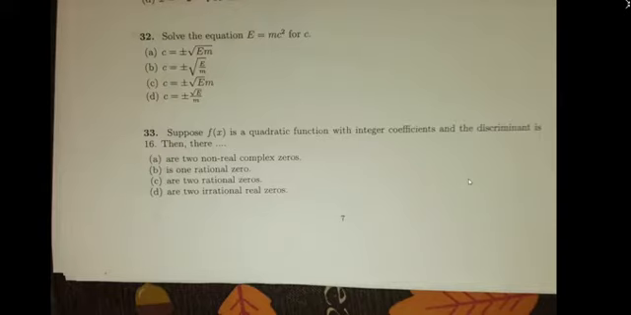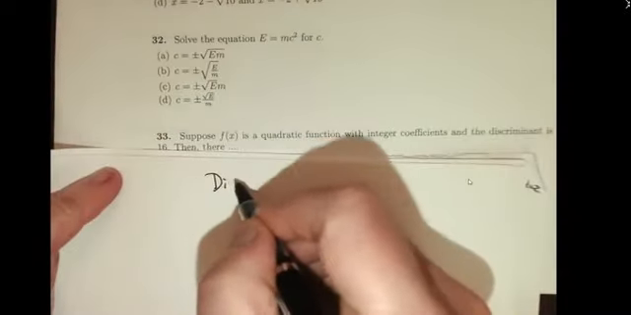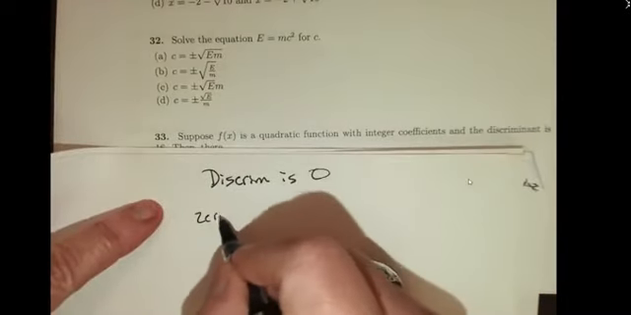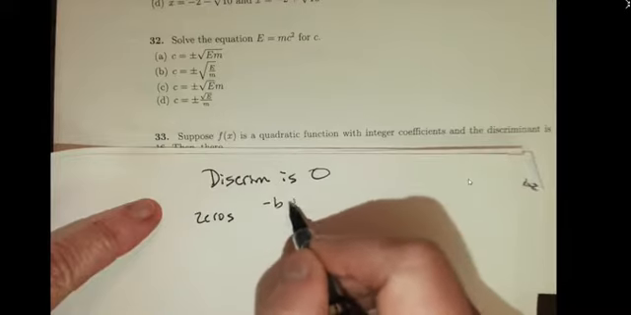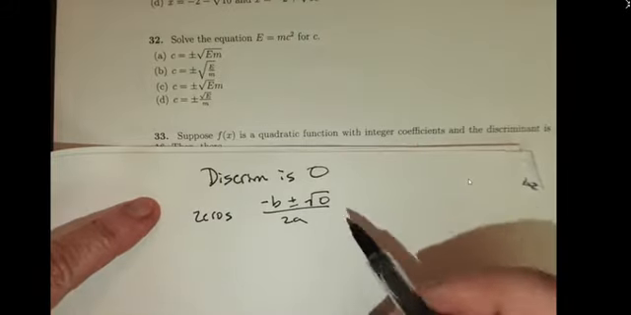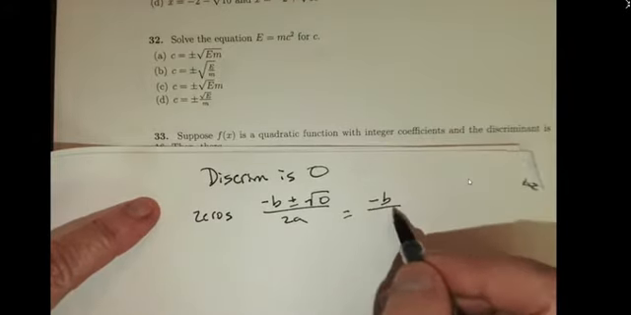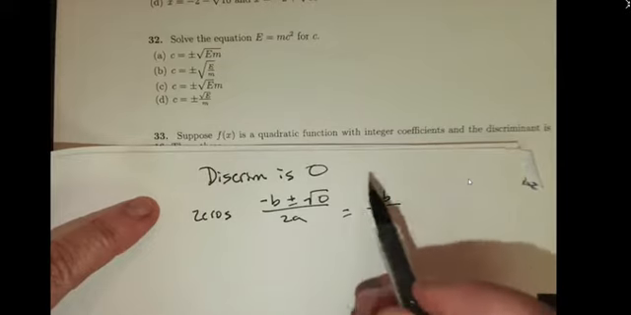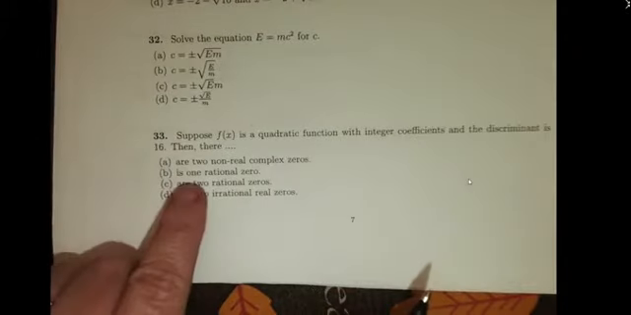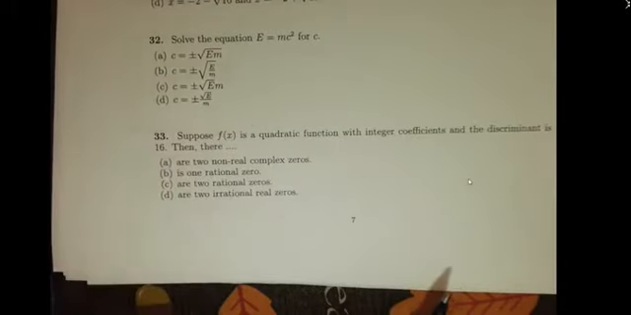All right, so what if we had that the discriminant was 0? If the discriminant is 0, then the zeros would have been negative b plus or minus the square root of 0 over 2a. And the square root of 0 is 0. So I would have had one rational zero, one answer, and it would have been a rational number. One rational zero. Okay.